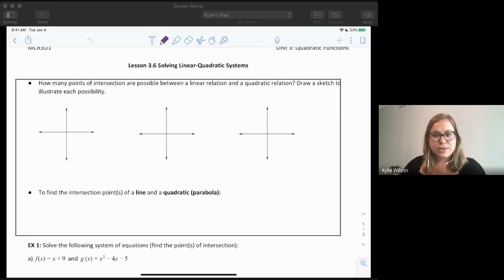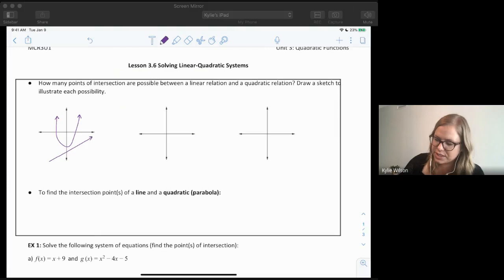Now, instead of just using two lines, we're going to be using a line and a parabola. Let's first start by looking at the different situations we can have. We're going to look at how many points of intersection are possible between a linear relation and a quadratic relation. To start, we could have my parabola and a line that goes underneath it like this. So I could have zero solutions.